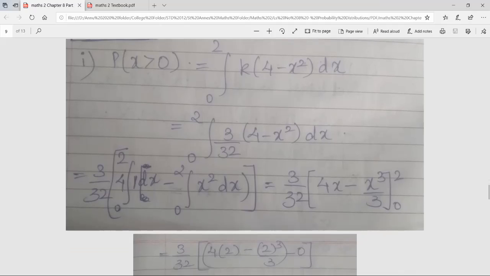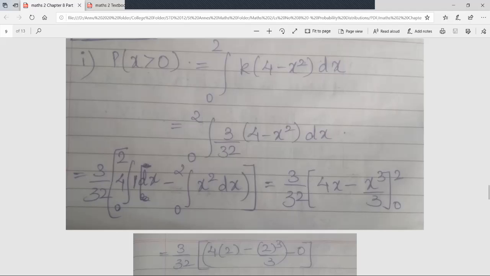Again the same part we'll be doing. I've taken 3 by 32 outside. Put a big square bracket as it will be common to the entire bracket. As there is a minus sign, we are gonna separate both the integrals individually. As 4 is a constant, I've removed it in front of integration sign. So 0 to 2, 4 integration 1 dx minus 0 to 2 integration x square dx. So integration of 1 is 4x minus integration of x square is x cube by 3.